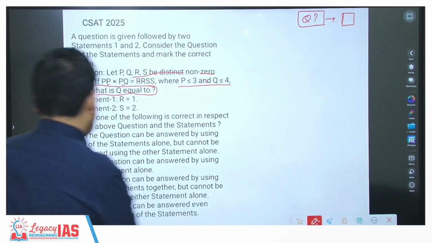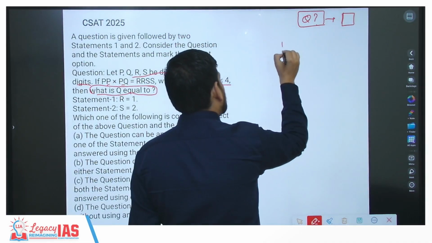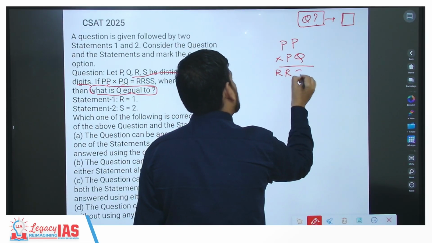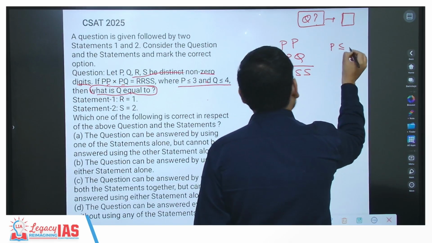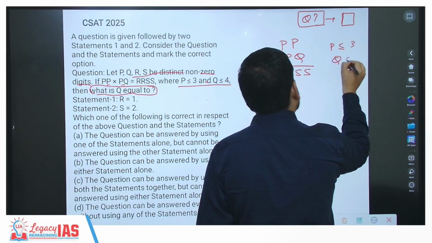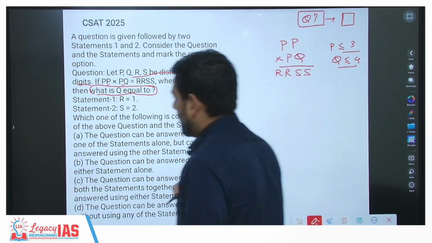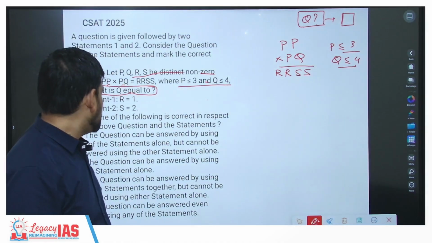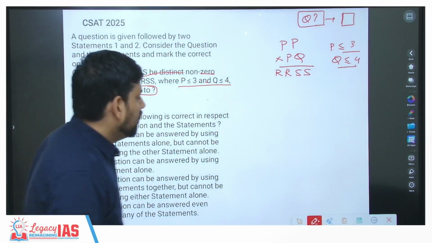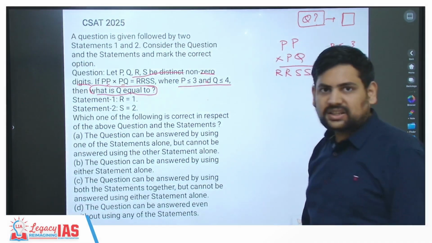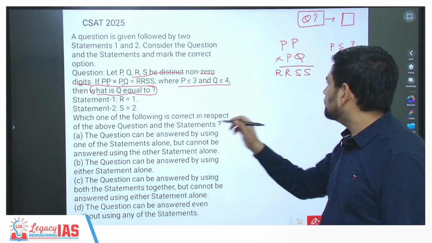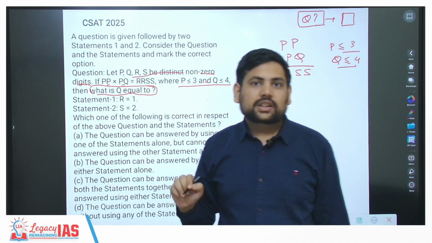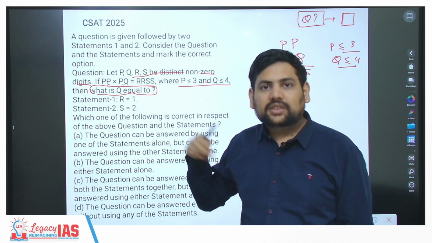Now let's see. It says PP into PQ is equal to RRSS, and P is less than or equal to 3 and Q is less than or equal to 4. Correct. Now let's see what we can do about it. Statement 1 is R is equal to 1, statement 2 is S is equal to 2. Now see, first statement, R is equal to 1. Before using the statements, can you straight away get to the answer? That also we must check.